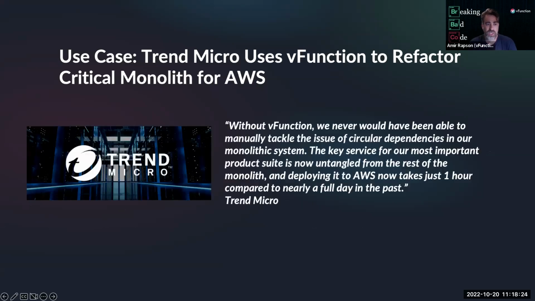The next slide is a nice quote from Trend Micro. I'll just read it. Without vFunction, we would never have been able to manually tackle the issue of circular dependencies in our monolithic system. The key service for our most important product suite is now untangled from the rest of the monolith. Deploying on AWS just takes 1 hour compared to nearly a full day in the past. So it's a really neat project that's really improved life for the developers at Trend Micro. With that, great. I think I'll pass to Seshant.